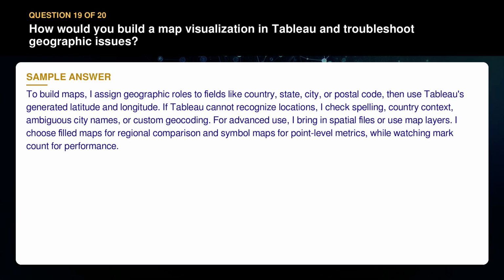To build maps, I assign geographic roles to fields like country, state, city, or postal code. Then I use Tableau's generated latitude and longitude. If Tableau cannot recognize locations, I check spelling, country context, ambiguous city names, or custom geocoding. For advanced use, I bring in spatial files or use map layers. I choose filled maps for regional comparison and symbol maps for point-level metrics, while watching mark count for performance.